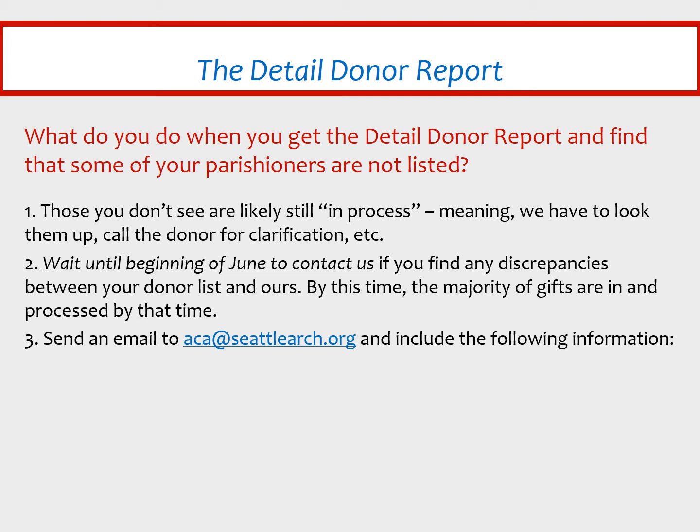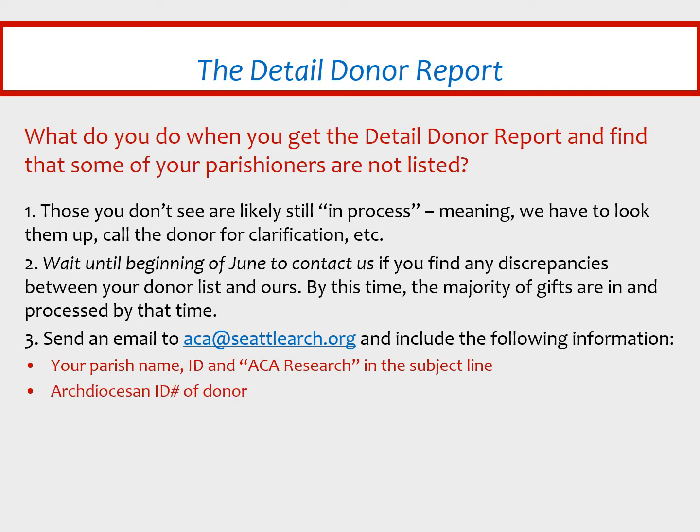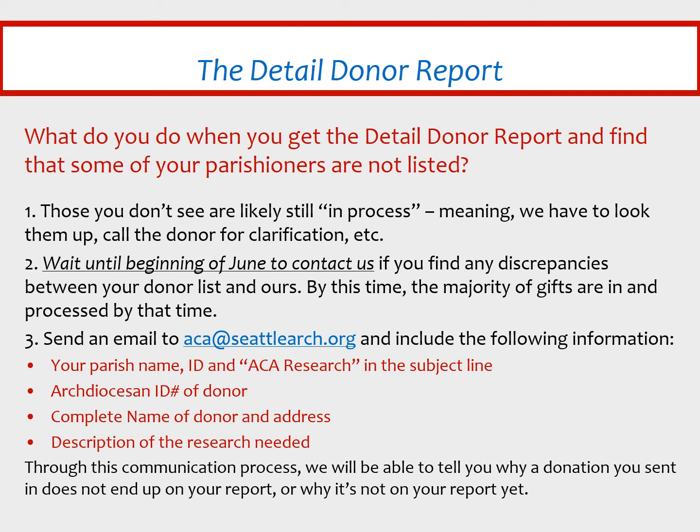When you do find discrepancies, send an email to aca@seattlearch.org and include the following information: your parish name, ID, and ACA research in the subject line, Archdiocesan ID of donor, complete name of donor and address. This is especially crucial if you don't have the Archdiocesan ID number, the description of research needed. Now, through this communication process, we will be able to tell you why a donation you sent in does not end up on your report or why it's not on your report yet.